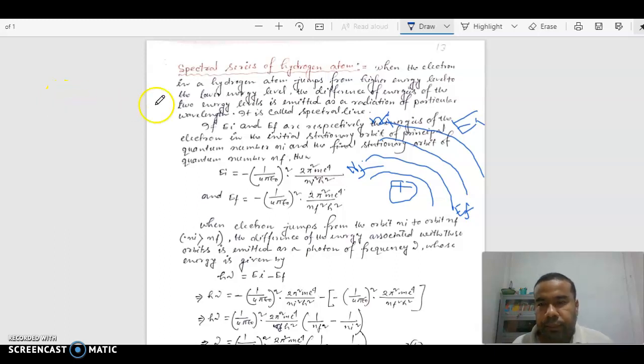Hello student, today's topic is the spectral series of the hydrogen atom.